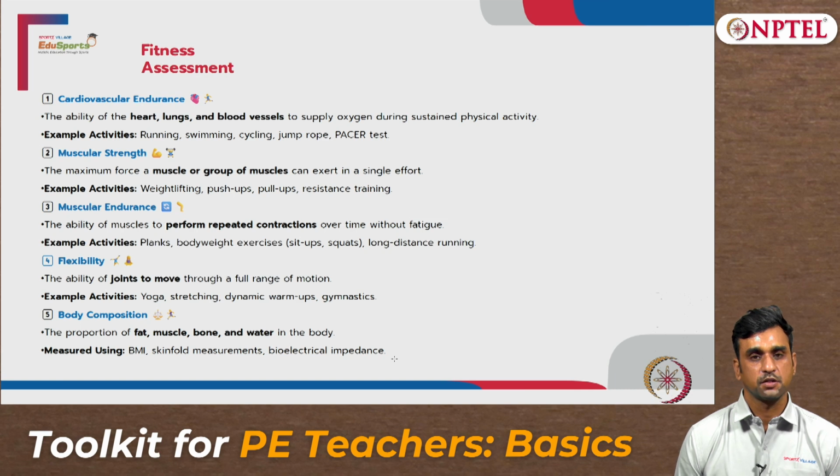The second is muscular strength or explosive strength. So the maximum force a muscle group can exert in a single effort. Like you have your start in your 100 meters, 200 meters. You have your jumps in basketball, right? Your sudden kicks or taking off, in basketball or football. So these are all explosive strength.